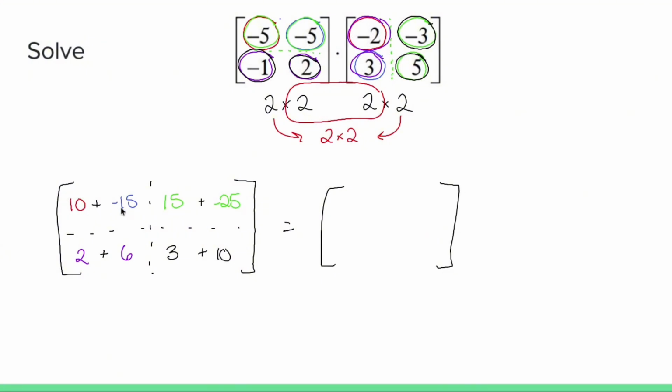10 plus negative 15 is 10 minus 15, which is negative 5. 15 plus negative 25 is 15 minus 25, so negative 10. 2 plus 6 is 8. 3 plus 10 is 13. That's our guy. So multiplying matrices is definitely a busier process than adding them. But we did it, and boy did we have fun.